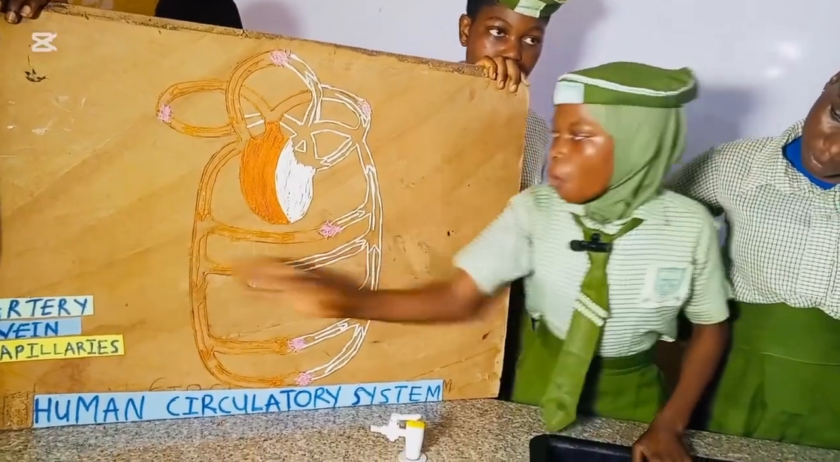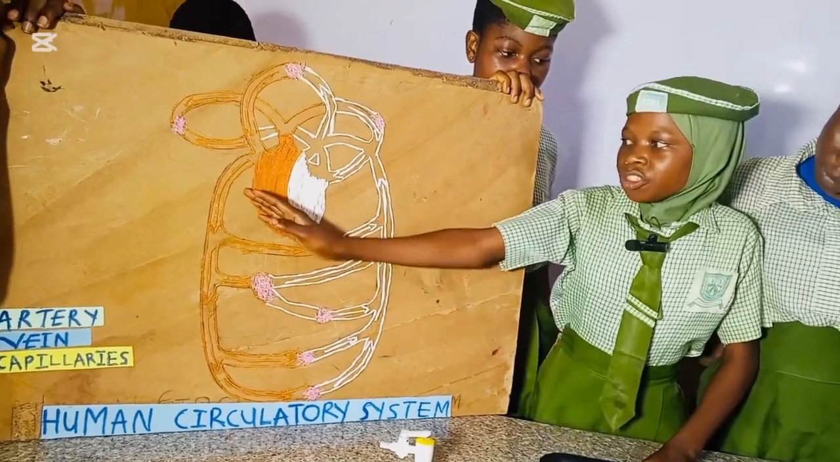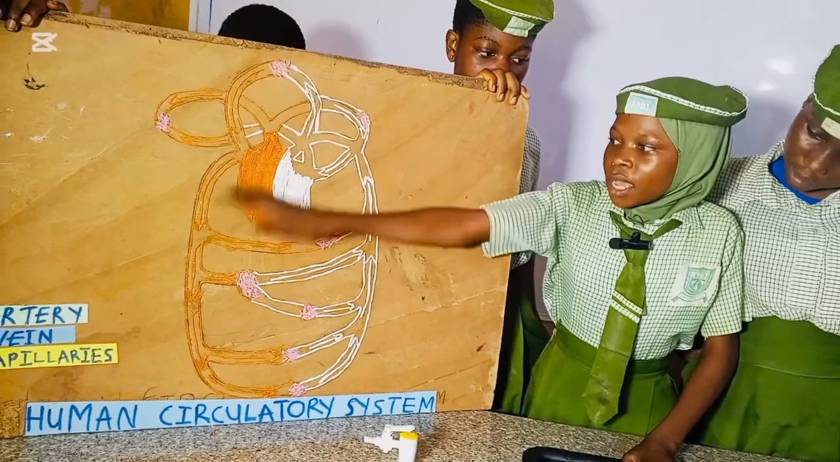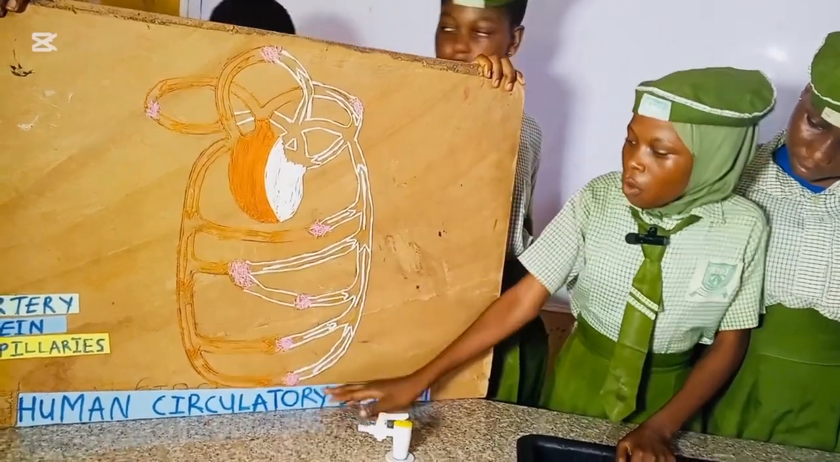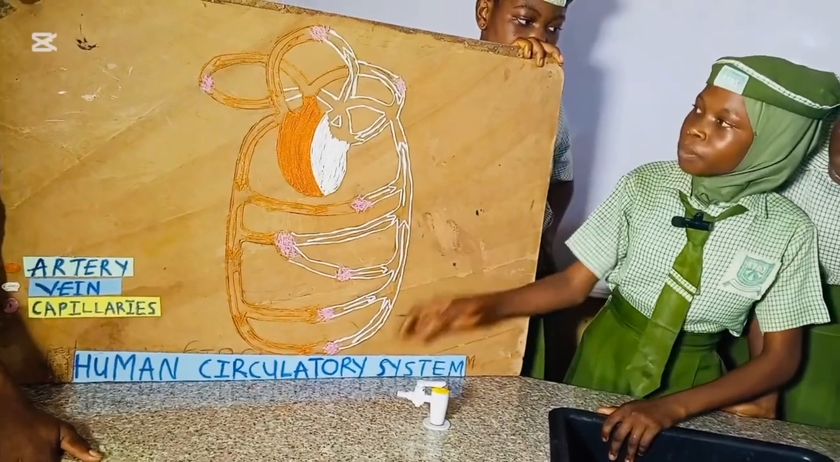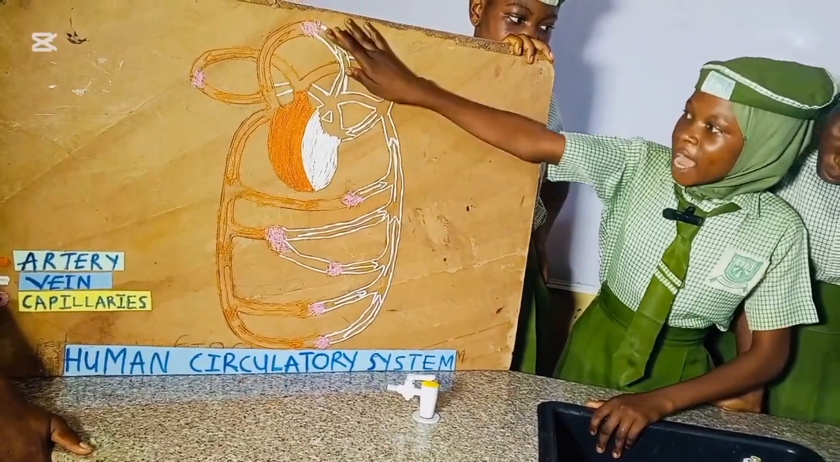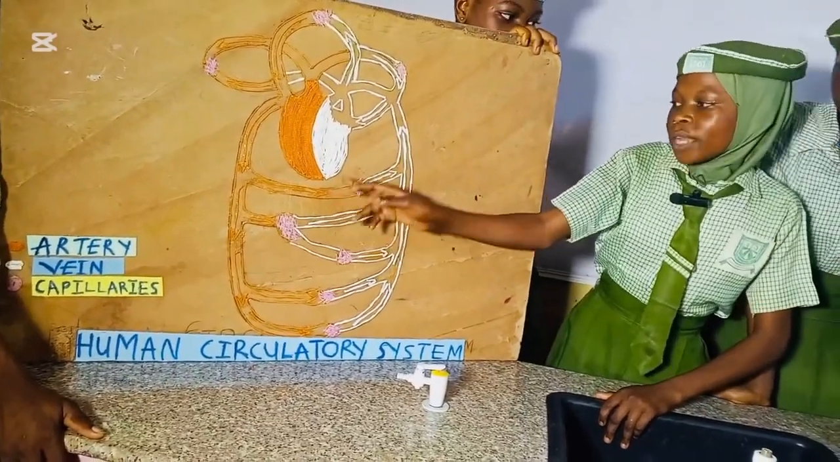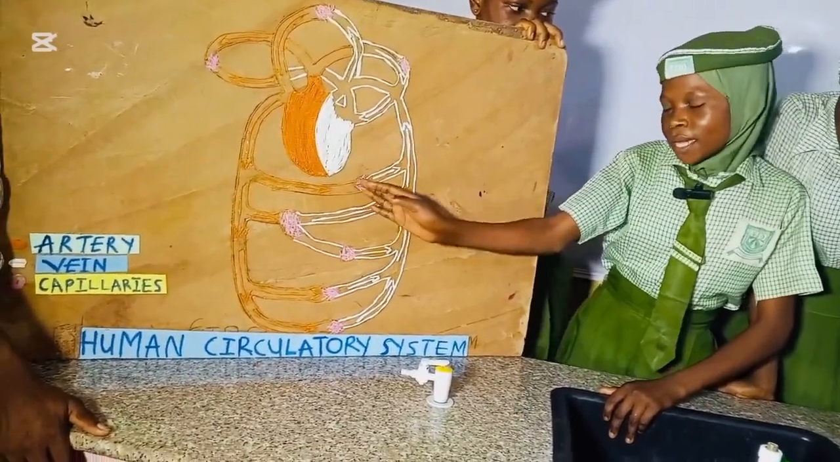This is the artery, while this is the vein. The arteries take oxygenated blood from the heart to the head, then to the other parts of the body, while the vein carries deoxygenated blood from the body and the head back to the heart. The arteries and the veins are connected together by the capillaries.